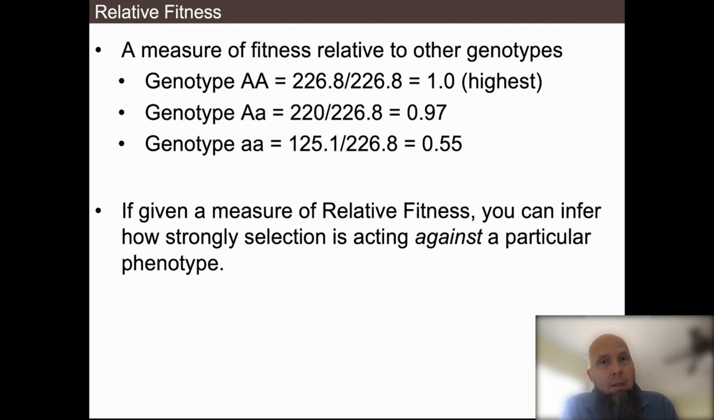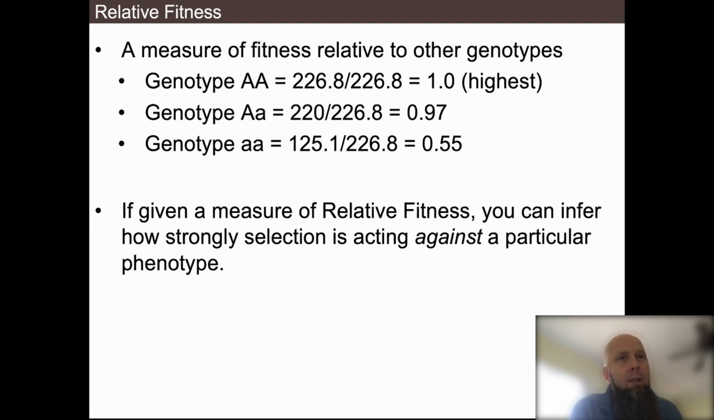So we need to consider them in the context of a way in which we can compare them equally. And we do that by calculating the relative fitness. The relative fitness is a measure that takes that measure of absolute fitness. Those numbers on the left here, 226.8, 220, and 125.1, are the same as the previous slide. Those are the absolute fitness. We take the absolute fitness of every genotype, and we divide them all by the same number. That number is the highest absolute fitness of all. In this case, that's 226.8.